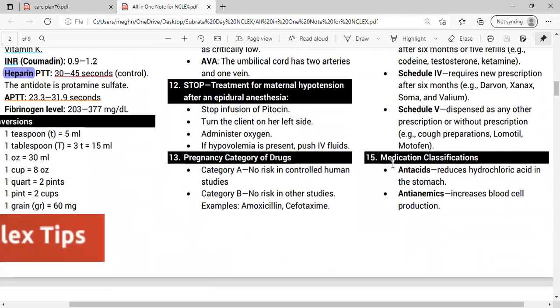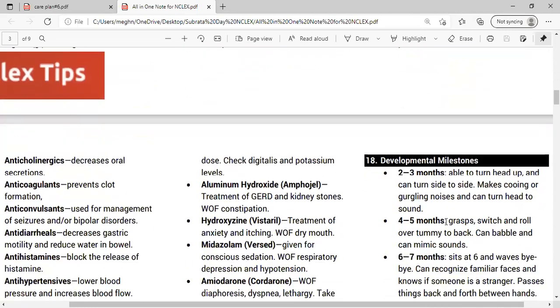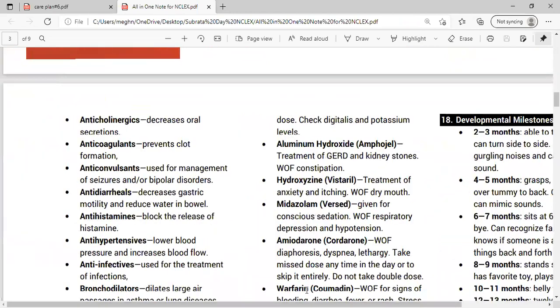Now, medication classification. Antacids, we usually use to reduce hydrochloric acid in the stomach. We can buy them over the counter. Antiemetics means medication we use to stop vomiting. Then anti-anemics, right? They increase the blood cell production. Next, here we go.